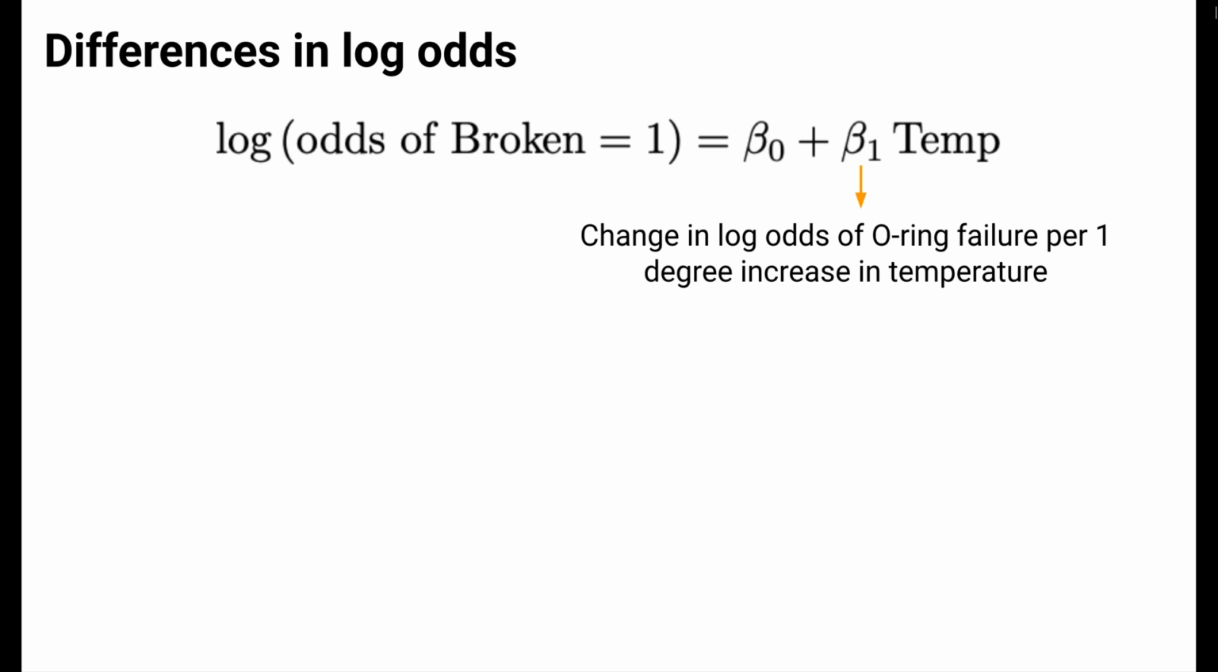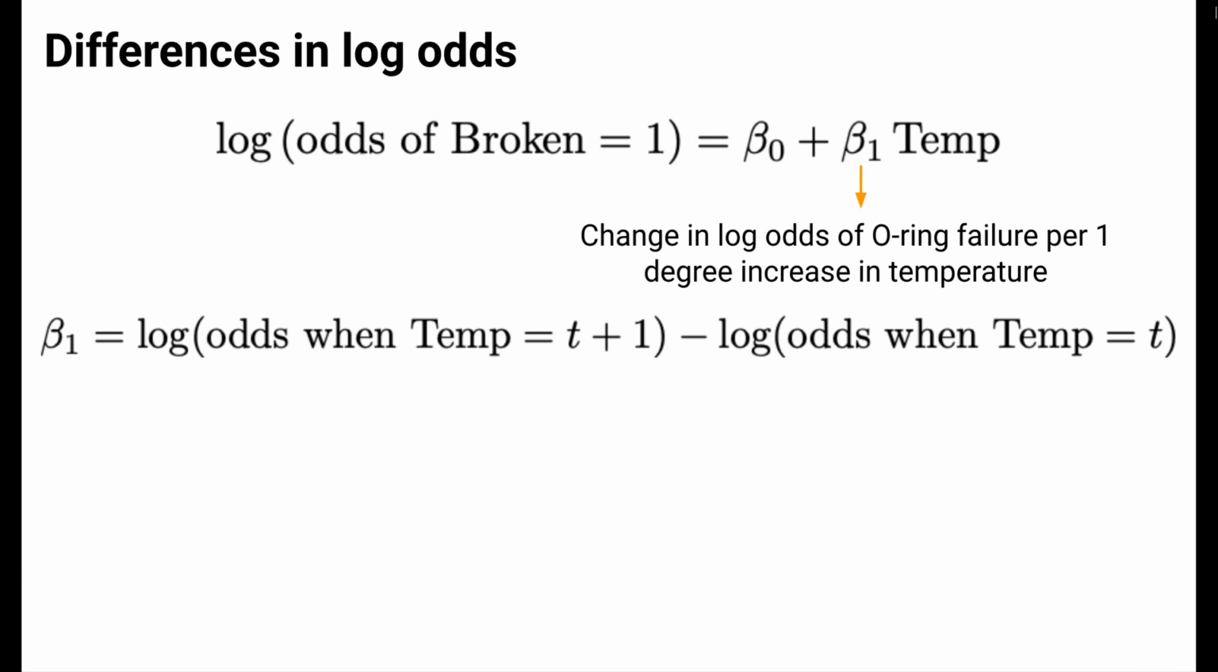We described the interpretation of the logistic regression coefficient beta 1 as a change in log odds per degree increase in temperature. There's actually a special mathematical property of logarithms that makes for a special interpretation of this coefficient once it's exponentiated. So when we describe a change in log odds, we are describing the difference in the log odds of an O-ring being broken when the temperature is T and when the temperature is T plus 1.